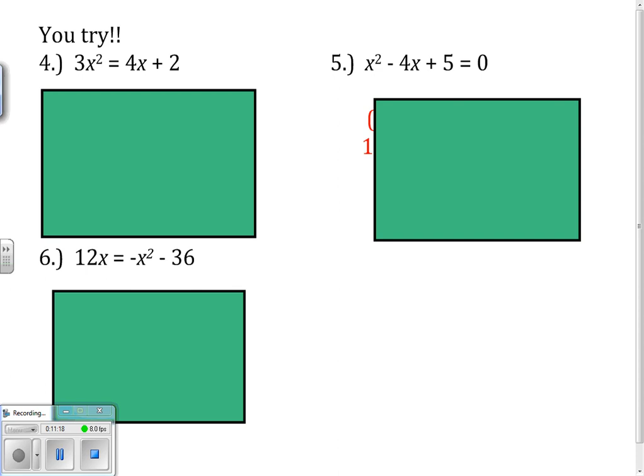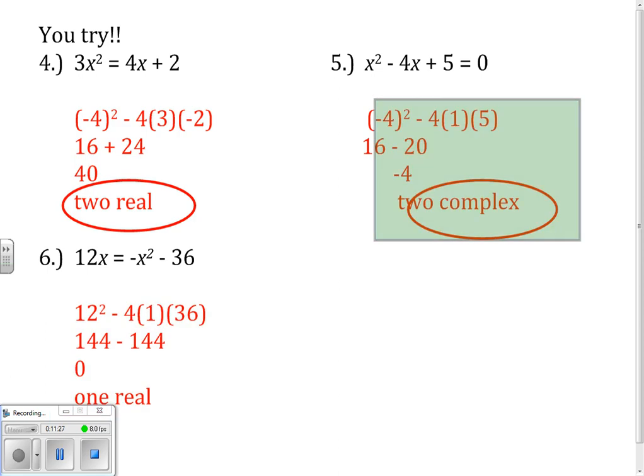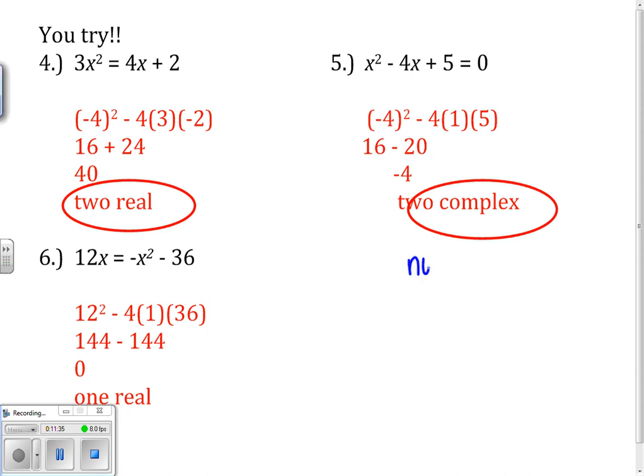Pause the video to do the you try. I do want to take a moment to point out in number 5, if it says two complex, that's the same as no reals. So either of them are technically correct. No real solutions means they are two complex solutions.